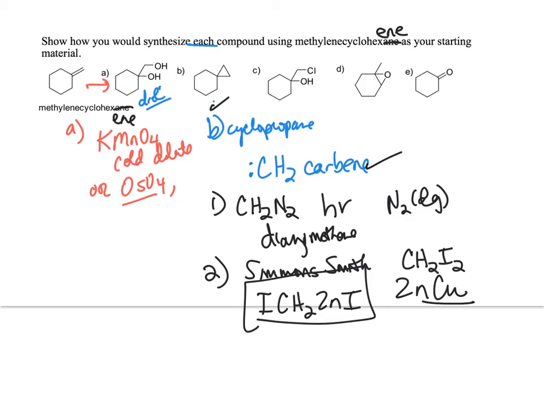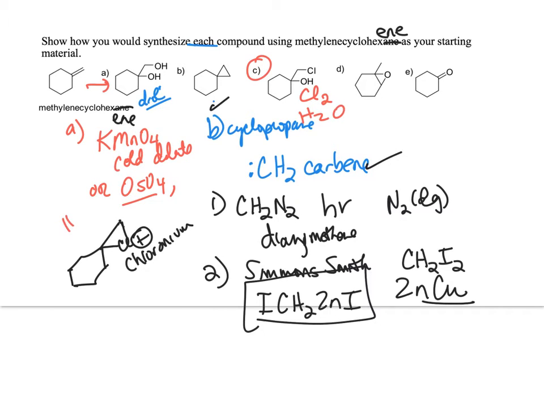C, you're making a chlorohydrin, so you need to add chlorine, and chlorine will make your chloronium. So I will draw that over here. So you get a chlorine 3-membered ring, the chloronium ion, and then you react it with water, because you want water to be your nucleophile, and then water will come in and open that 3-membered ring, and that's how you get your chlorohydrin.